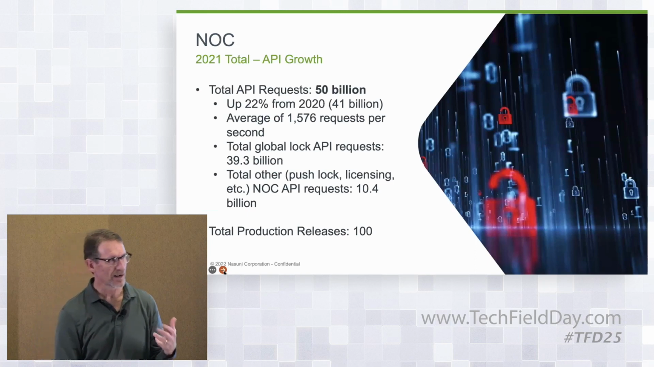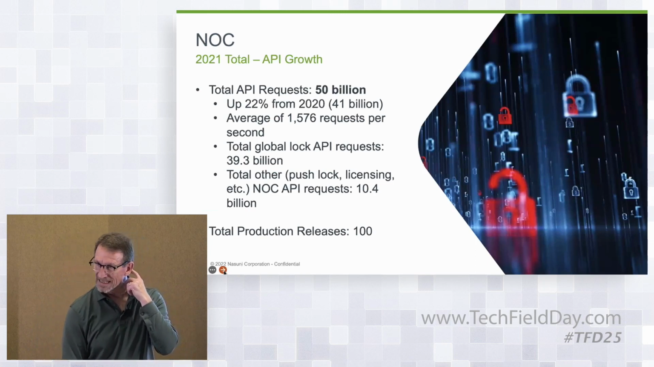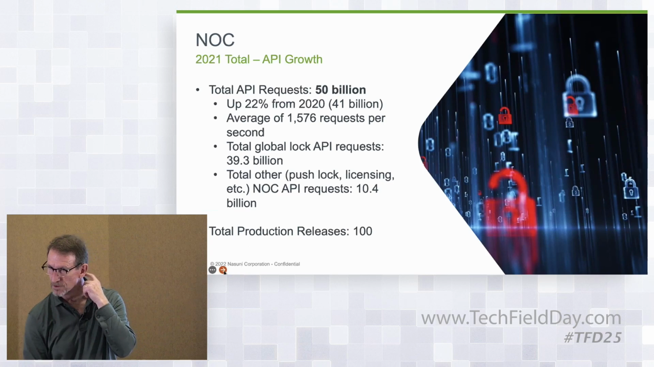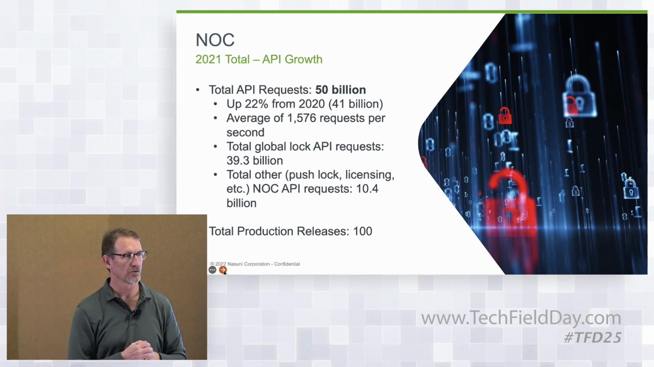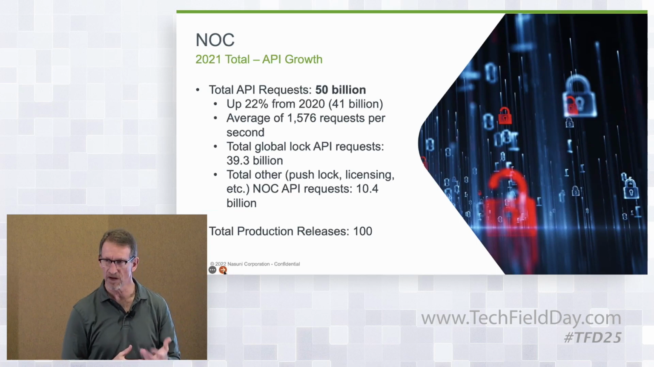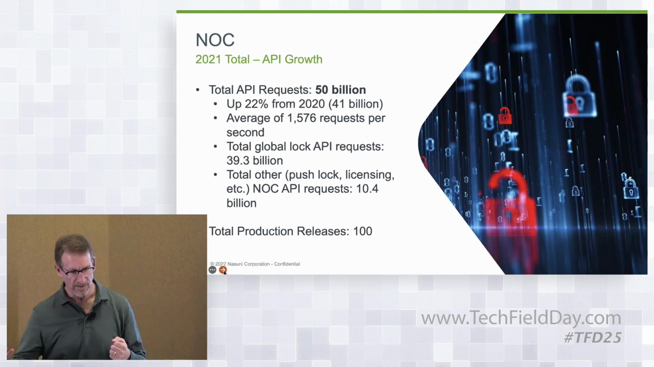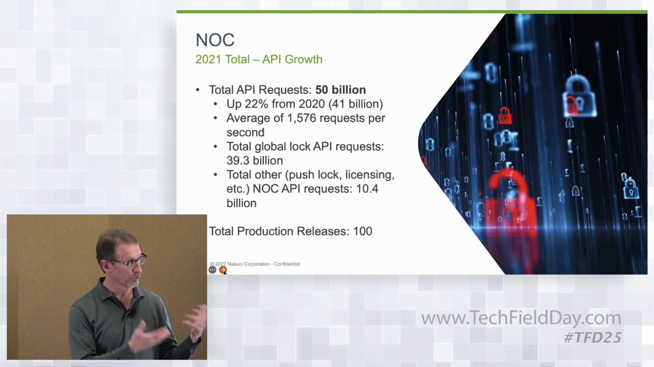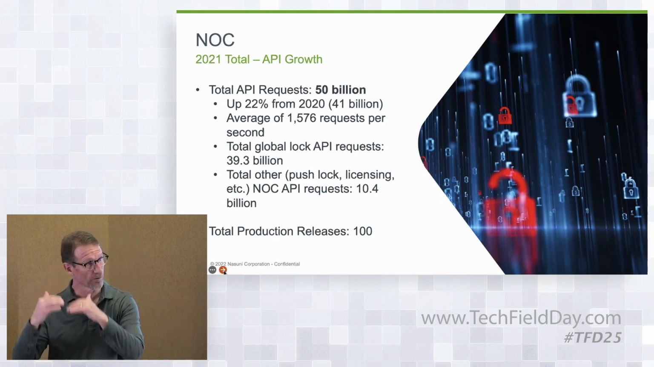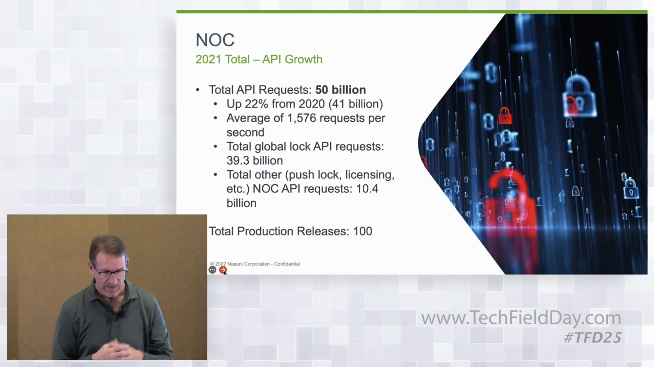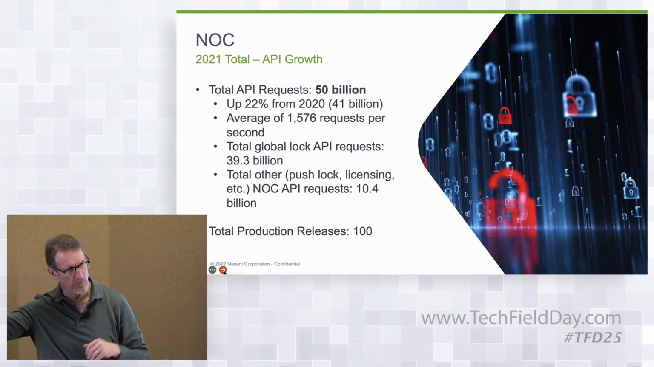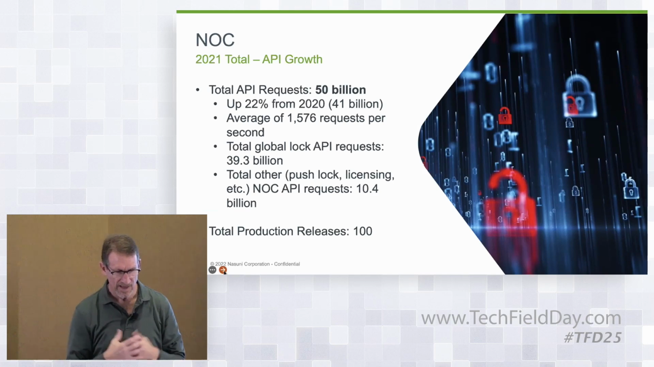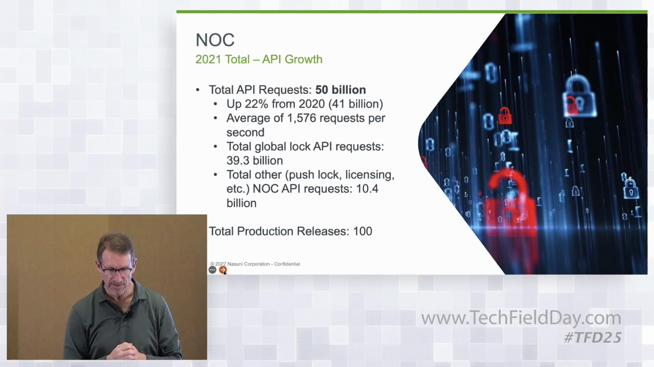Just some statistics. I mentioned some of these before, but in 2021, we processed 50 billion API requests through the 3 regions that we're managing Nasuni Orchestration Center services in. That's North America, EMEA, and Asia Pacific. That's up 22% from 2020. And it's actually in the first quarter of this year grown even further than that. So last year we averaged about 1,500 lock requests per second. We're now over 2,200 lock requests per second across all 3 regions that the Nasuni Orchestration Center operates in.